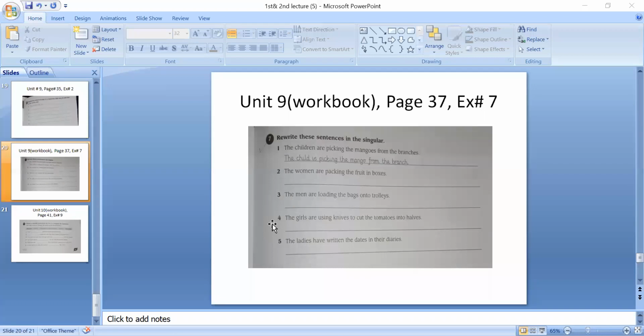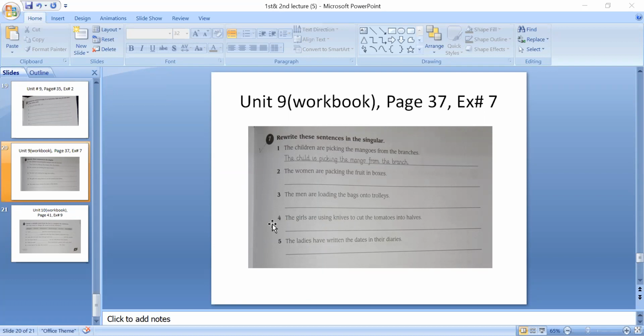Please tell me which words are plural in the sentence number 4. Which words are plural in sentence 4? Zainab. Are. Good. Are is verb. Now tell me noun. Which nouns are plural? Yes, Zainab. Girls is plural. Knives plural.